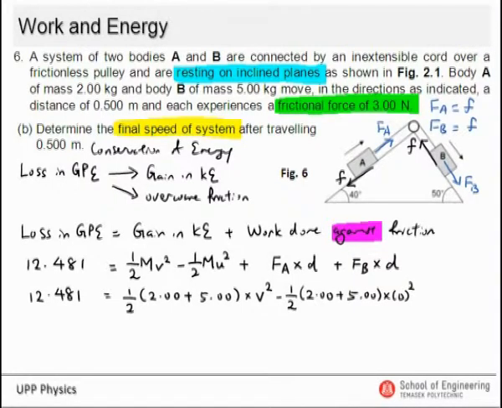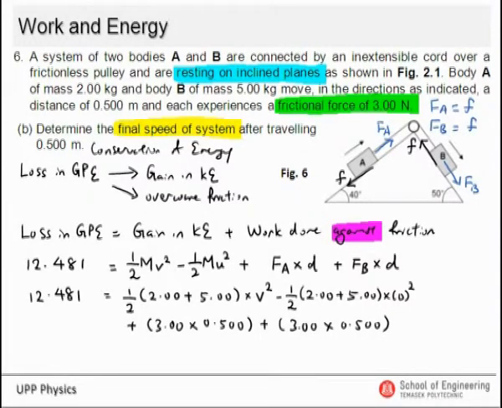Then we add, now force FA is actually equal to the frictional force, so it's 3 Newton, times the distance traveled in the direction of this force FA, which is 0.5 meter. And the same thing occurs for force FB. Its magnitude is also 3 Newton times the distance traveled, which is also 0.5 meter.